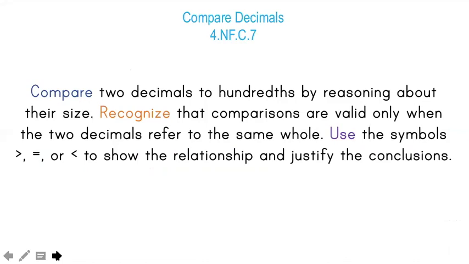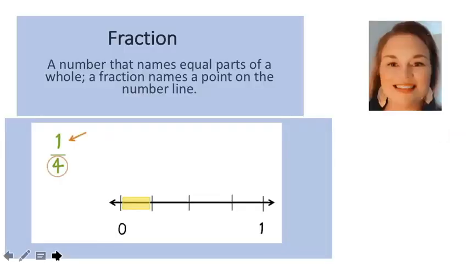Comparing decimals. Compare 2 decimals to hundredths by reasoning about their size. Recognize that their comparisons are valid only when the 2 decimals refer to the same whole. Use the symbols greater than, less than, and equal to show the relationship and justify your reasoning.